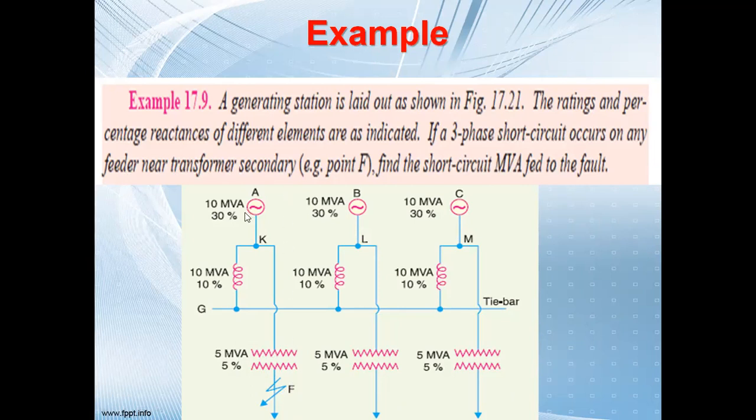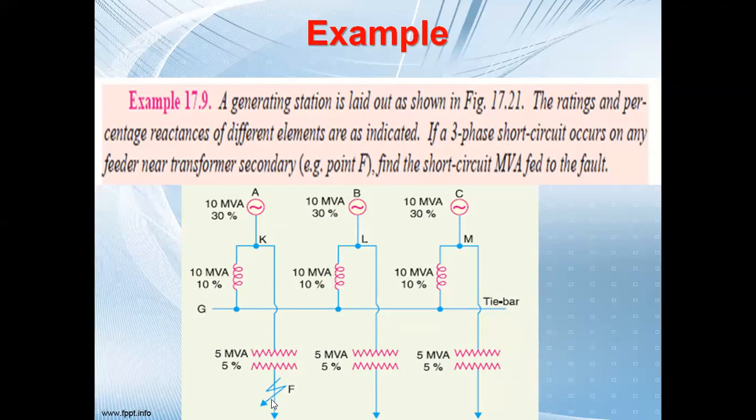Now there are 3 generators, their ratings are 10 MVA, and the percentage reactance given is 30%. Now there are reactors between the main bus bar and the tie bar. That particular rating is 10 MVA, but the percentage reactance is 10%. After that, when it is going to the load side, there is a transformer. The capacity of the transformer is 5 MVA, and the percentage reactance of this individual transformer is 5%. Now you need to calculate the short circuit MVA at this particular point.